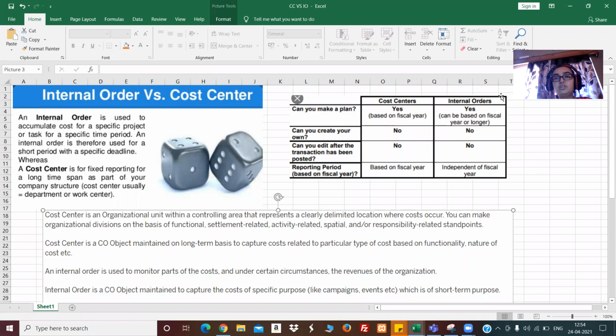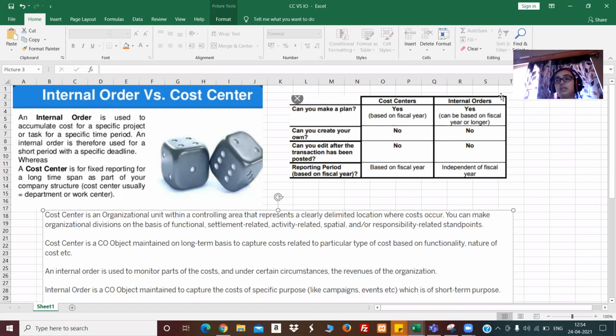Today in this video, I'll cover an important topic, that is the difference between an internal order and a cost center. It is a very common question asked in any interview, and it is very important to know for your learning purpose as well. So, the difference between cost center and the internal order.